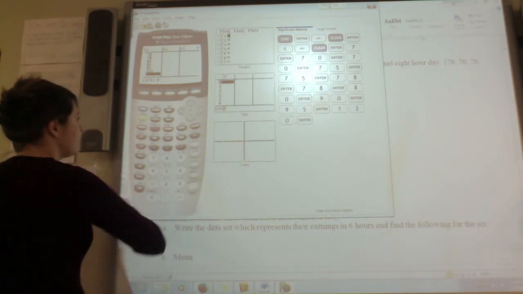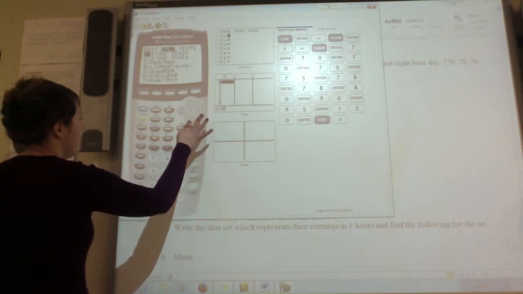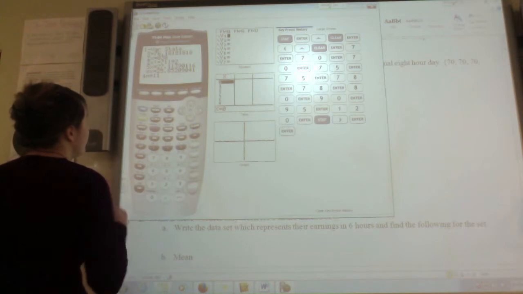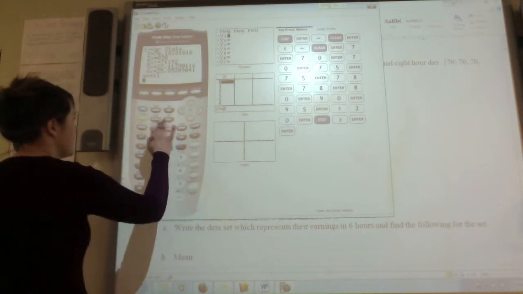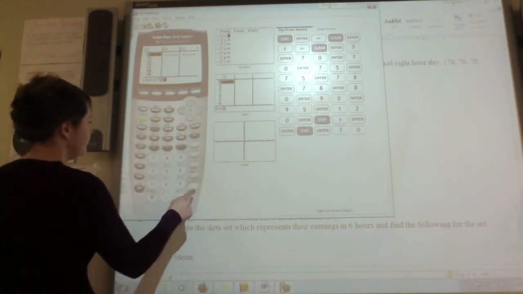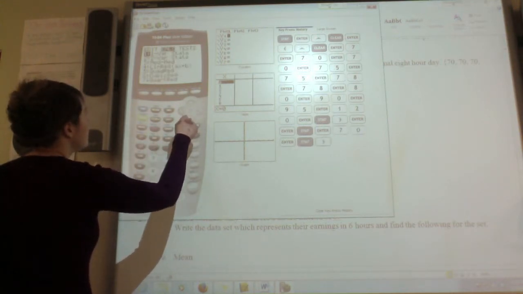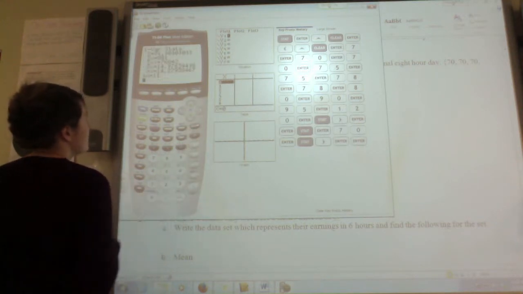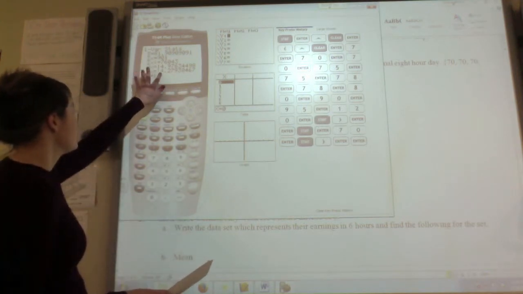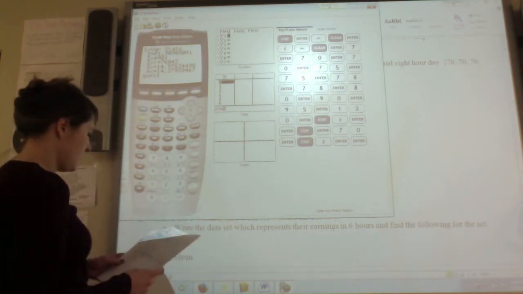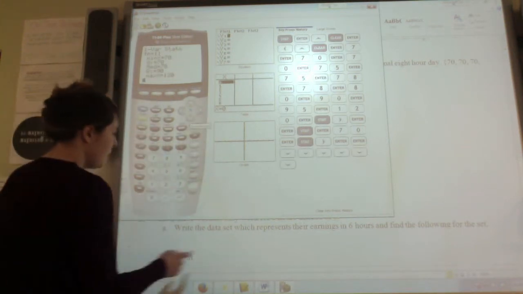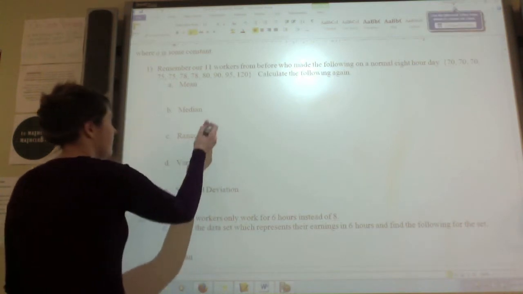Okay, so I've got all my data points here, and then I can just go to stat, calc, and do my one variable stat. Oh, I must have entered in a data point wrong. So for my mean, I get 81.9. For my standard deviation, I get 14.28. For my median, I have 78. So if I go back here, fill that stuff in.